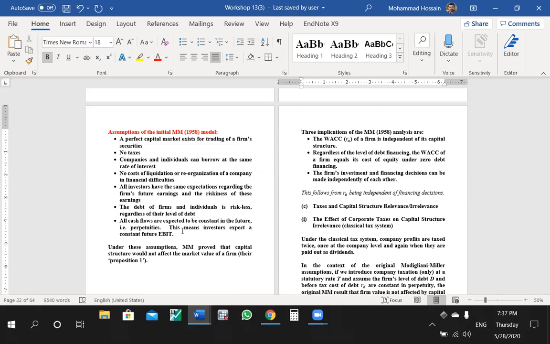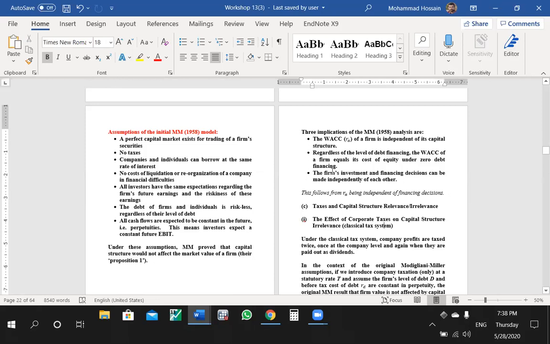Also, they think the company and the individual can actually borrow at the same rate of interest. They think like this. All right, let's move on. These are the assumptions they had. Okay. So under these assumptions, Mr. Miller and Modigliani proved that capital structure would not affect the market value of a firm. It's their proposition. Okay. So three conclusions, the three implications, three conclusions they made in here.